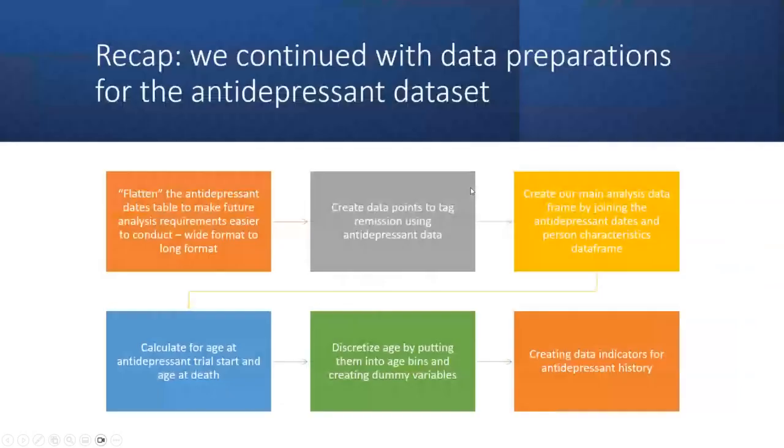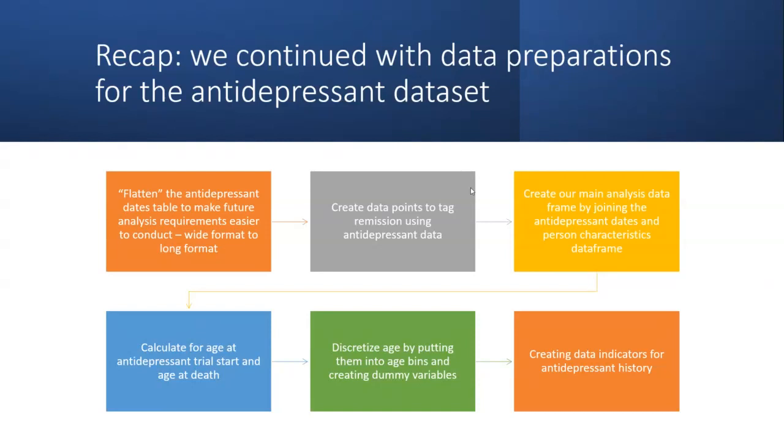So just a recap, we did a few things last week. We flattened the data, converted it, as the teacher mentioned, from a wide format to a long format. In SQL, we call that normalization. We normalize the tables. And then we created data points to tag remission for the antidepressant data. We created our main analysis data frame because we now finally have the antidepressant data, and we can calculate age values. So it's the perfect time to create this main analysis data frame.